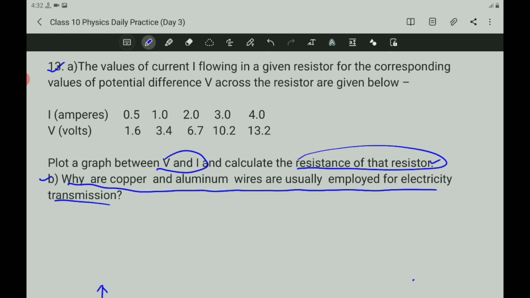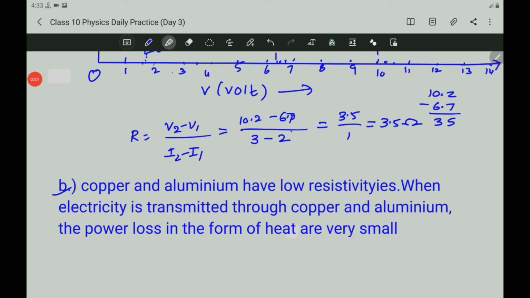Now let us write the answer. Write that copper and aluminum have low resistivities. When electricity is transmitted through copper and aluminum, the power loss in the form of heat is very small.